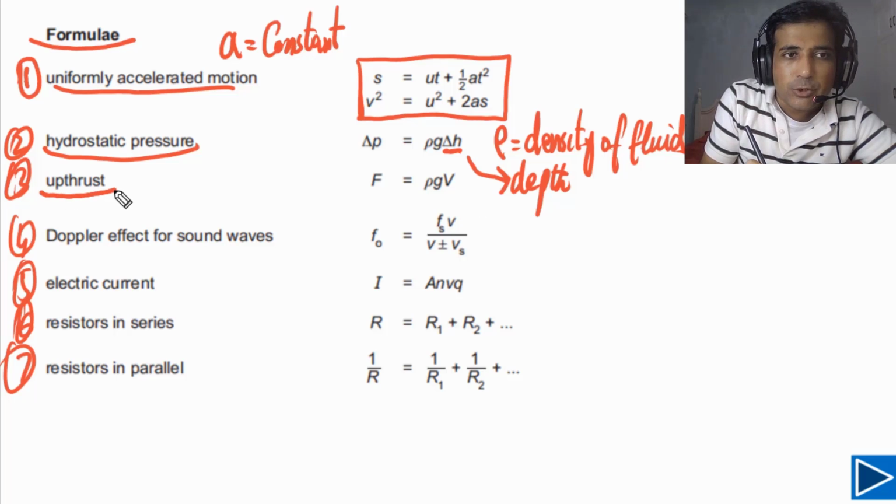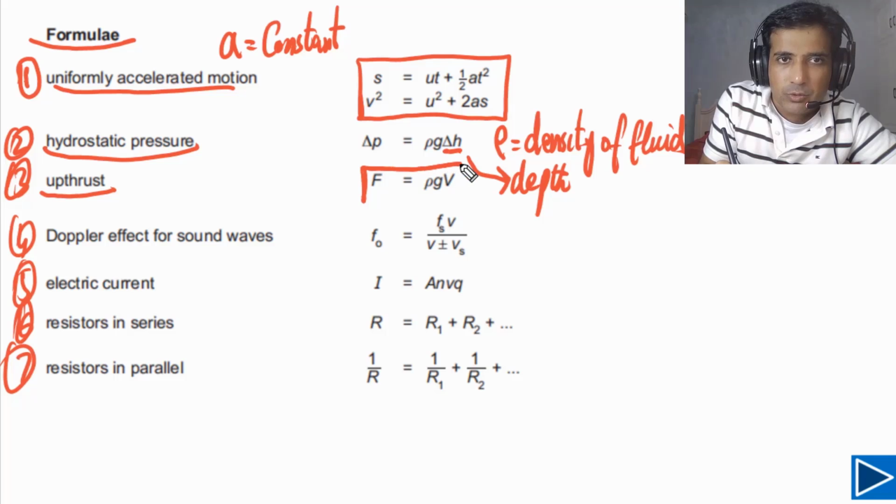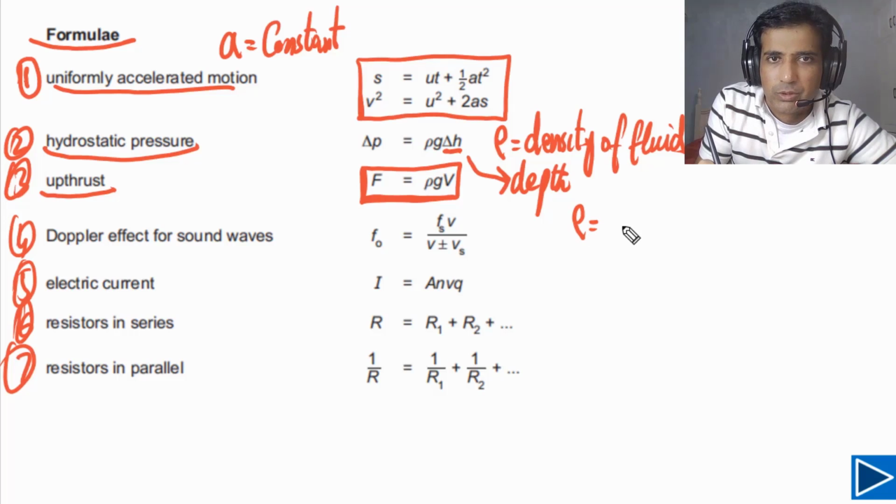Upthrust, this is a new formula. This was not in 2021. So in the formula list, you don't see this formula in 2021. So this one is the new one. So this is also given to you, the formula for upthrust. In this formula, rho is the density of fluid.